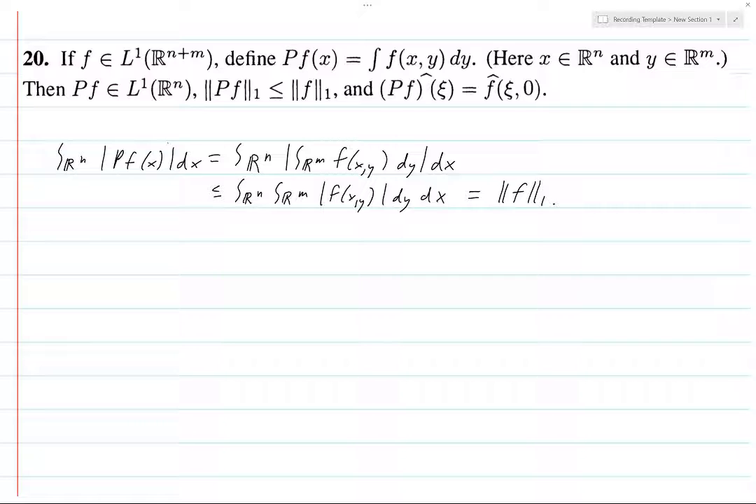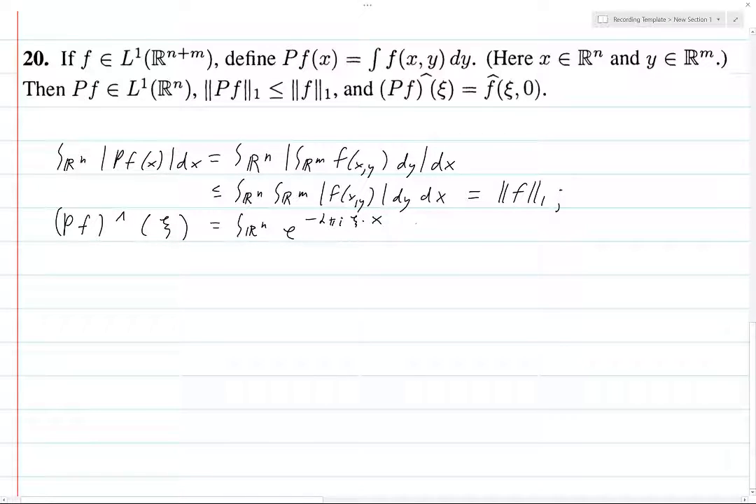Next, we want to compute this thing, the Fourier transform of PF. So I'm going to make this a semicolon and then continue with the Fourier transform of PF, I think is how you say it. But anyway, this is equal to the integral over Rn of e to the minus 2 pi i xi, whatever, I'll just call it xi, PF(x) dx. What's this equal to?